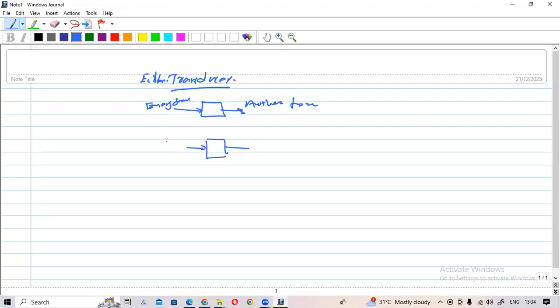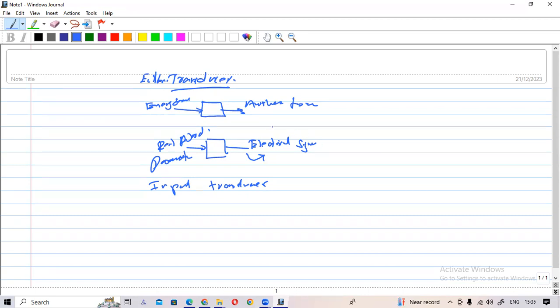So there may be any real world parameter, and we convert it to an electrical signal. Okay, so this is a transducer. This is called an input transducer because the output is an electrical signal. This electrical signal can be used as an input to an electrical circuit. So that is what we call an input transducer, also called a sensor.